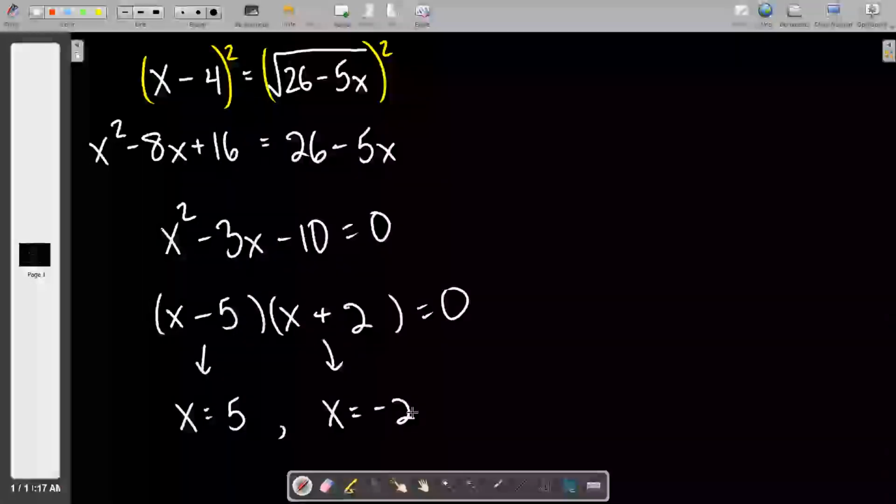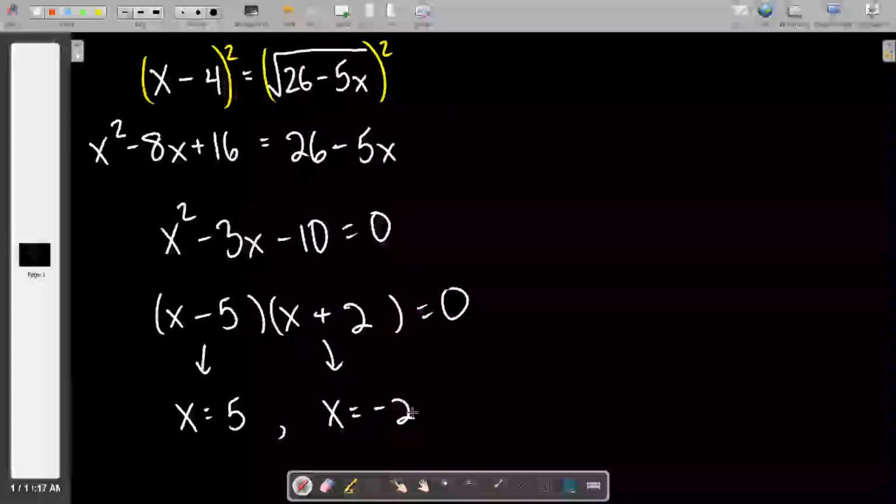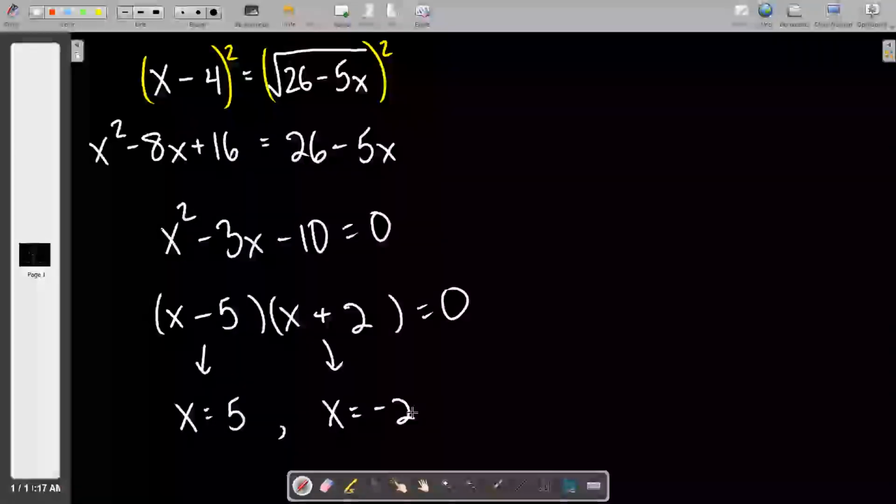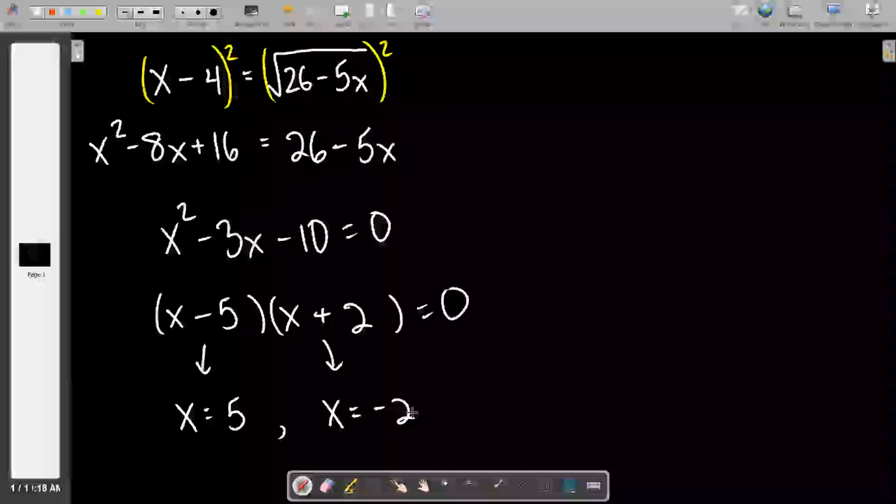So let's test 5 first. Go back to the very top of the television up there and change the x's that you see into 5. What would the left side say? 5 minus 4 is 1. And on the right-hand side, put 5 in place of that x. What's 26 minus 5 times 5? 1. Square root of 1 is 1. 1, last I checked, equals 1. So I'm going to put a box around x equals 5. So you passed the test, man.